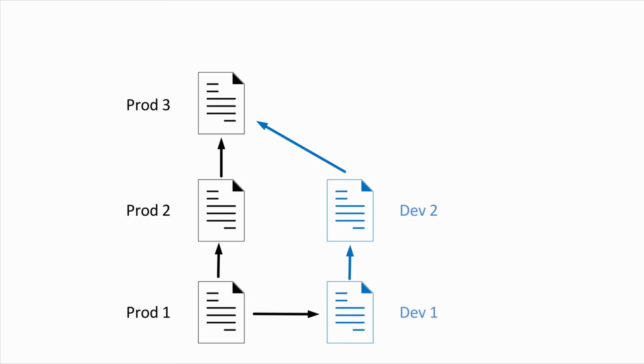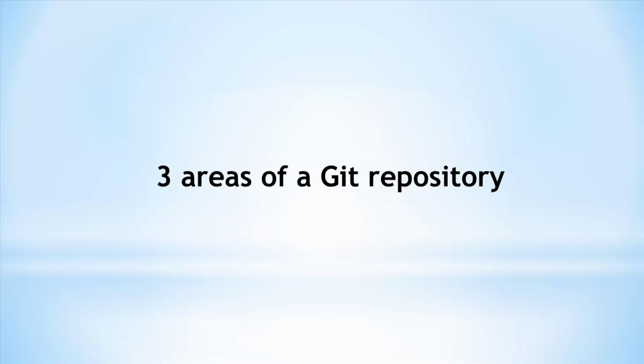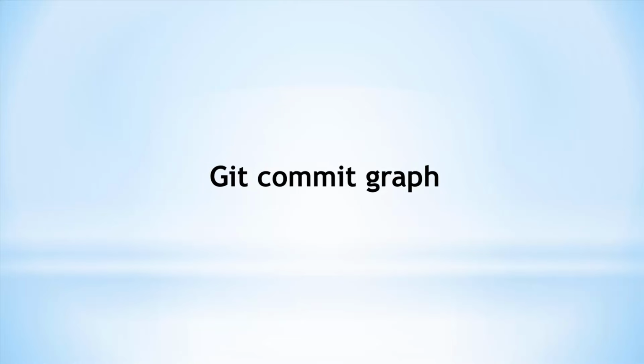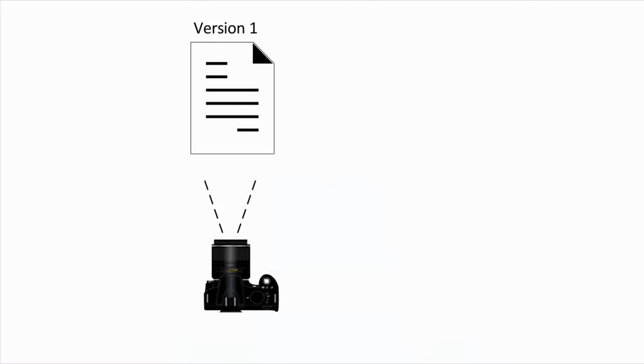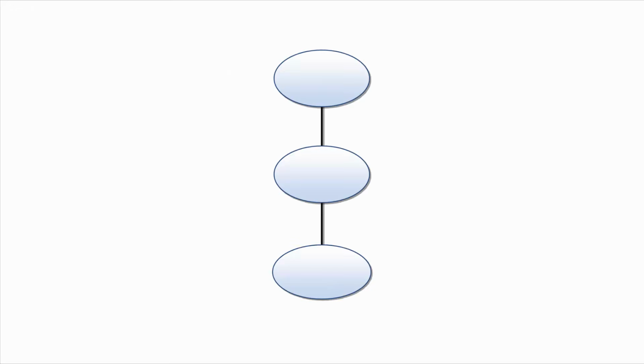Now, before we dive into a real repository, let's cover two core concepts via diagrams: the Git commit graph and the three conceptual areas of a Git project. The Git commit graph. Git tracks changes to files over time. It does this by enabling you to take snapshots of files at any time. These snapshots are called commits. We can represent these commits with a basic graph.